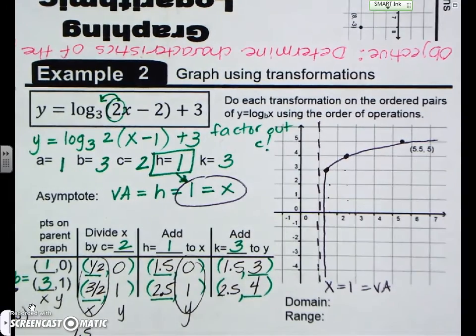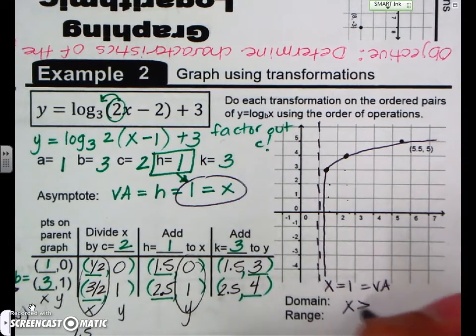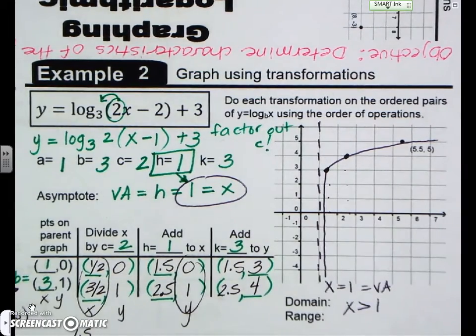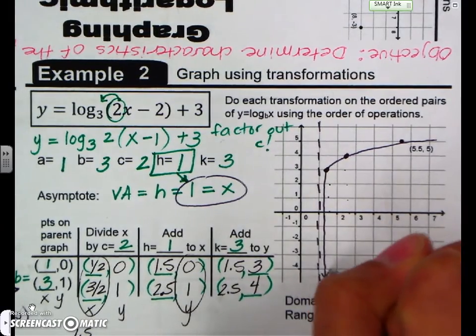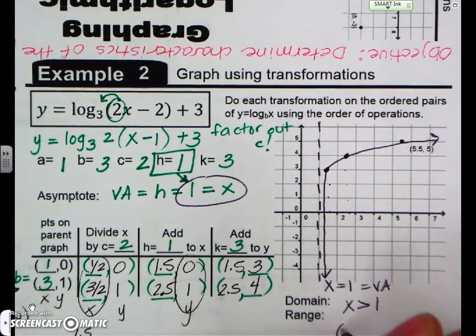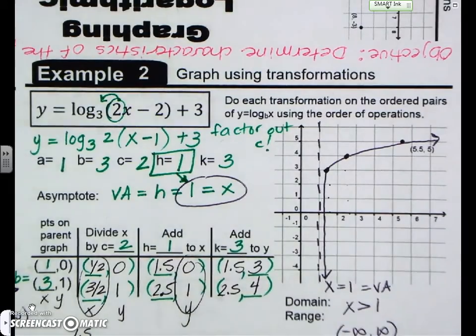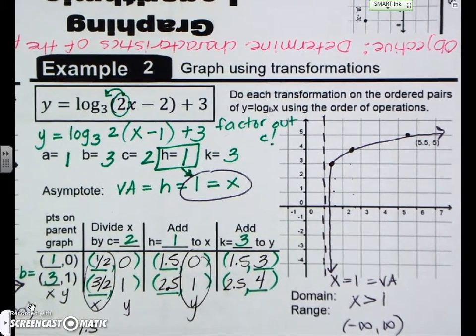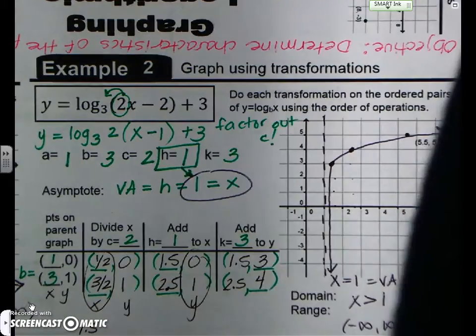Okay, what is the domain for this function? For now, for today. Okay, welcome. So your domain is going to be all x values that are greater than 1, and your range goes from negative infinity to positive infinity. Are there any questions on this section?